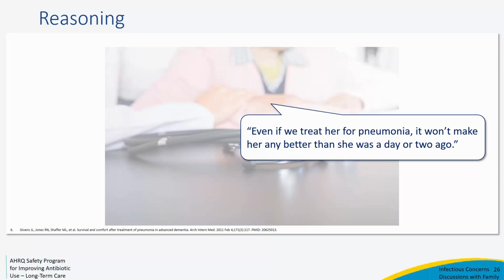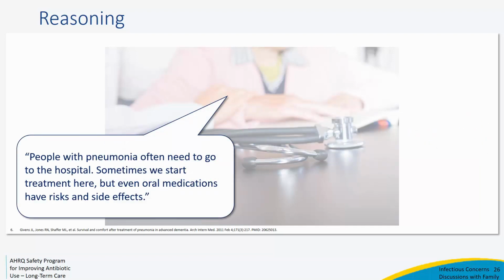Explain what evaluation and treatment of infection may entail. You might mention that aggressively treating potential infections at the end of life may require rehospitalization and could result in distress and discomfort for their loved one. Even if oral antibiotics can be given in the facility, they can result in significant side effects, such as rash, kidney injury, or diarrhea, and these side effects should be considered if comfort is the main priority.